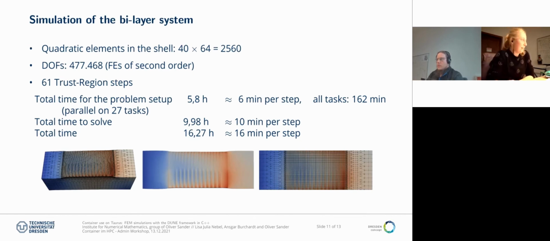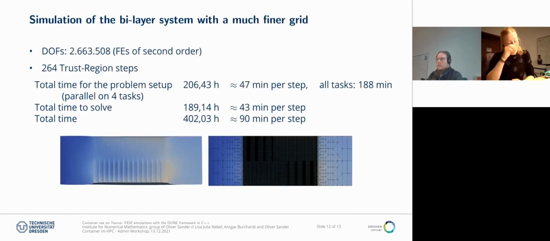Of course, finally, this is not what we want in the end. This is okay for now, but actually we would like to have this with a much finer grid. So this is an example that I calculated that has 2,660,000 degrees of freedom. And here you can already see it takes a lot longer. But actually, if I could do that, I would like to do that even with a bigger grid and with a finer grid. So that would be the ultimate goal.